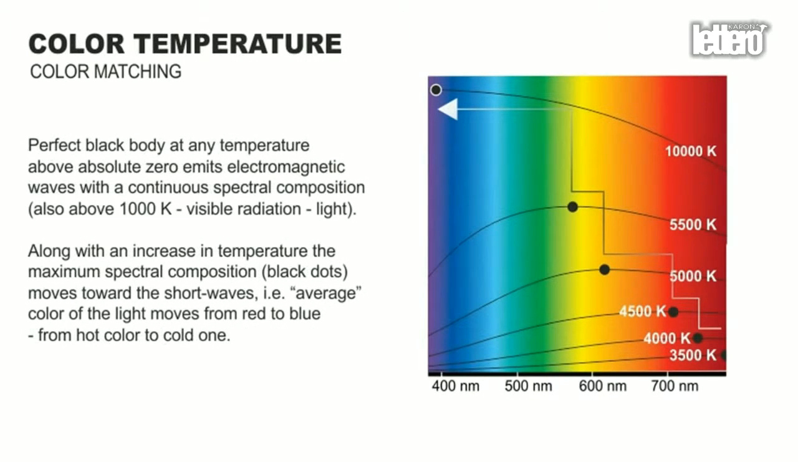A perfect black body at any temperature above absolute zero emits electromagnetic waves with a continuous spectral composition, and above 1000 degrees Kelvin, also visible radiation, light. Together with an increase in temperature, the maximum spectral composition moves towards the short waves. This means that the average hue of the light moves from red to blue, from a hot colour to a cold colour.